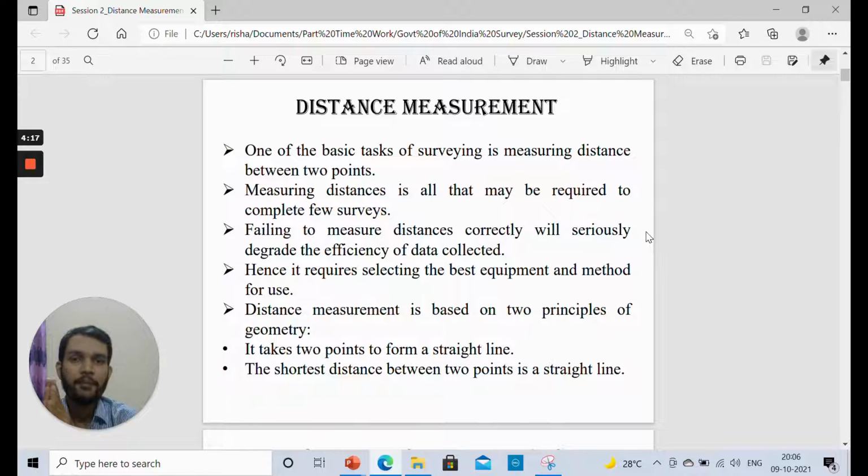But what happens is, if the tape is sagging, if the tape is not in full tension or fully stretched, then this distance will not be equal to 50 meter, but it will be lesser. So it may give us wrong lengths, and at times we are considering that this tape is 50 meter, but it may be 49.9 meter.